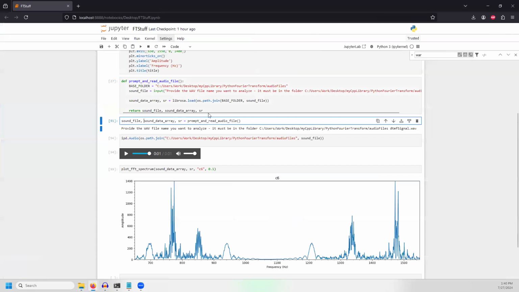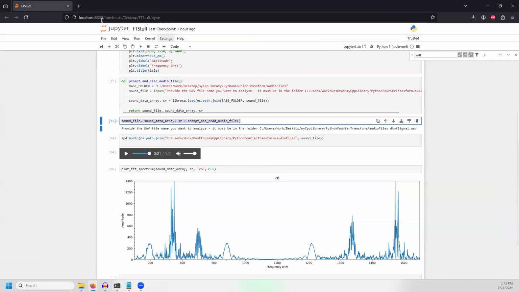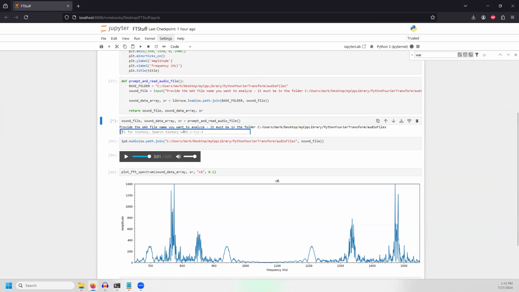So if I read in C2 using this cell in this Jupyter notebook, just as a reminder to my future self, once you've installed Jupyter and the notebook, you run this command and press enter, and it'll open up in a browser, this localhost 8888 business. So previously I read in the DTMF signal.wav.